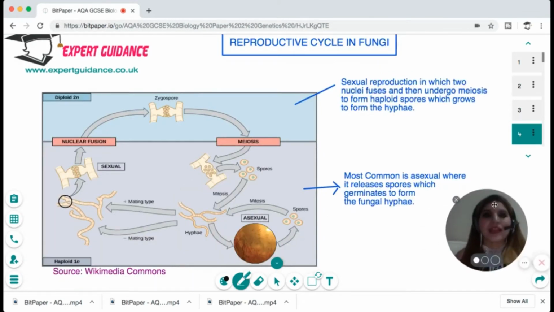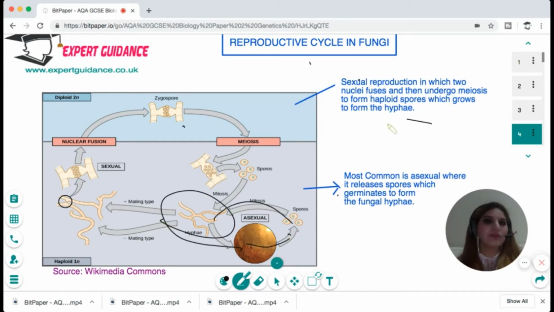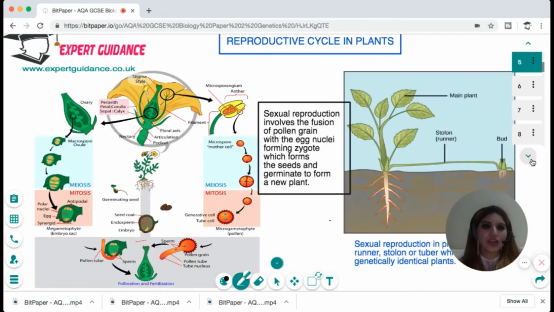Now, the reproductive cycle in fungi involves both sexual and asexual reproduction. Mostly it is asexual, where it releases spores, which germinate and form the fungal hyphae. On the other hand, in sexual reproduction, 2 nuclei fuse to form one nucleus, and then it undergoes meiosis to form haploid spores, and then they germinate to form hyphae. So you should know what is sexual and asexual reproduction in fungi.